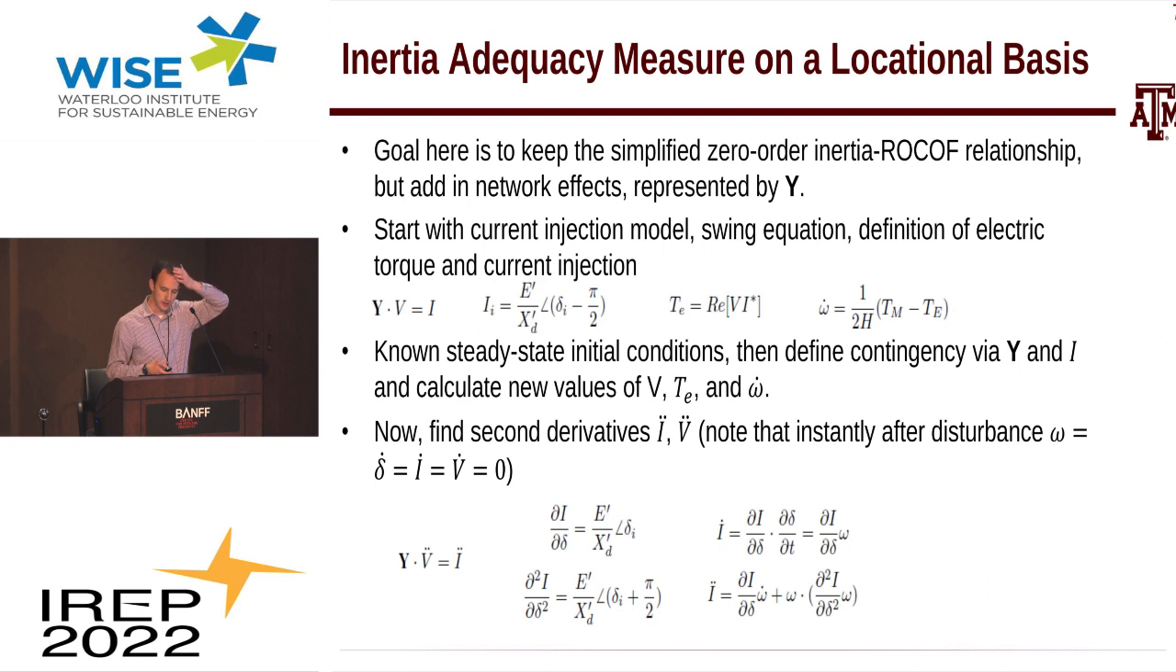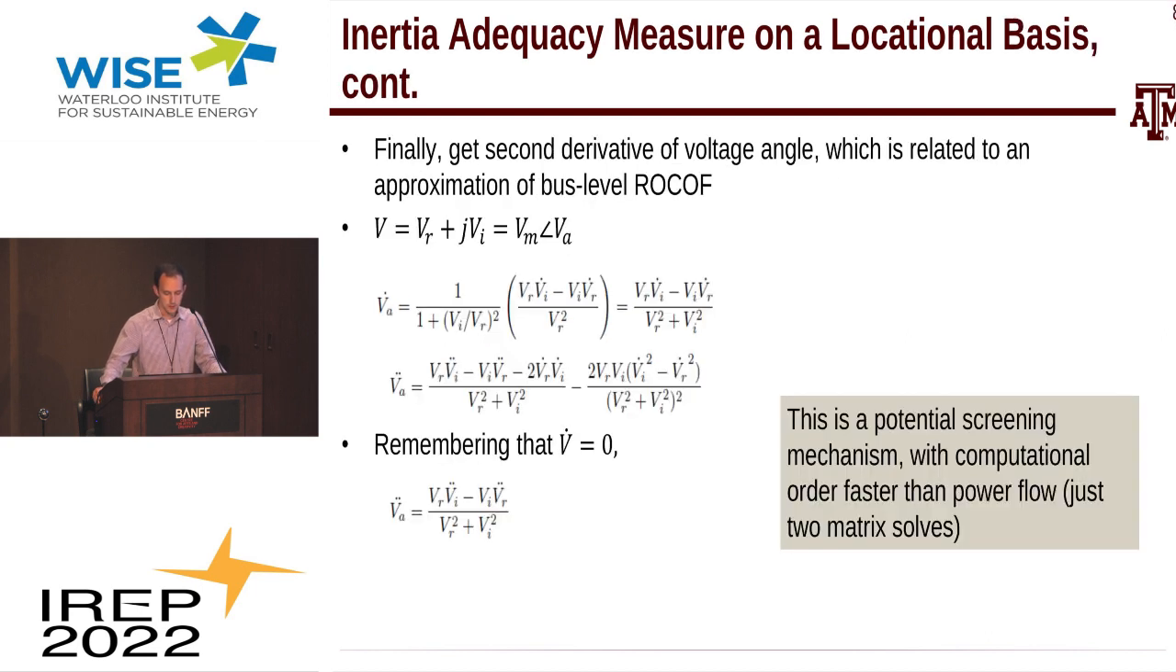So you see those equations there on the third line are basically the multi-machine system with classical machine model. And then what I'm doing is deriving this idea of an inertia adequacy measure on a locational basis, where we can get an approximation for what the second derivative of the voltage angle would be, which would be the first derivative of the voltage frequency, which would then be an approximation of the RoCoF. And so the derivation follows through the bottom of that slide, where we take an initial condition and then we change the Y-bus matrix and the current injection vector to represent some arbitrary contingency that we have. Therefore, we can model the variations in where the contingency actually occurs.